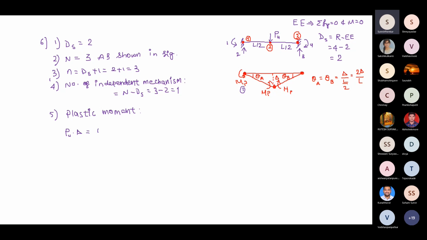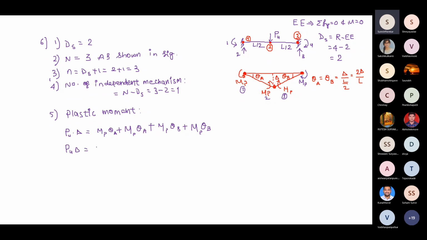पहिलं MP theta आहे. दूसरं MP theta B, sorry, theta आहे. तीसरं MP theta B. Here also we have hinge. MP theta B. Now theta A is equal to theta B.